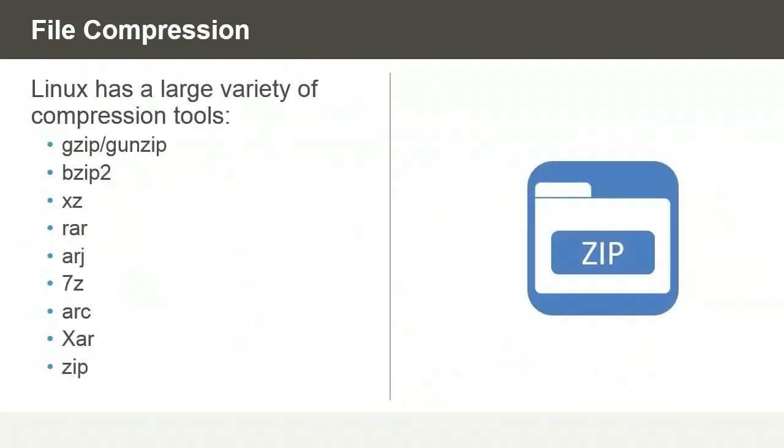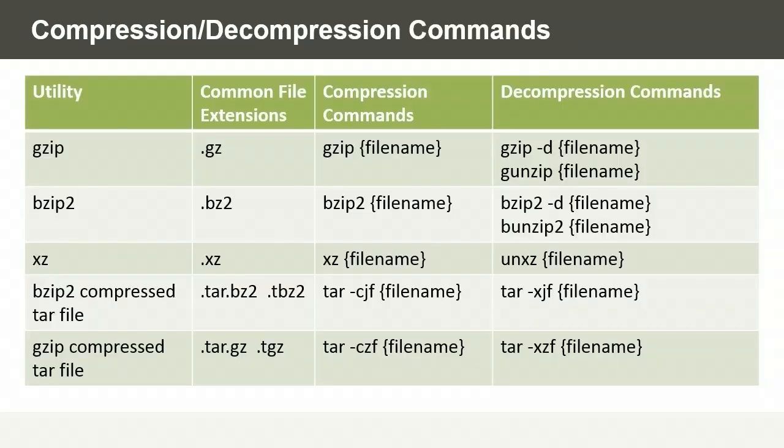File compression comes in many forms in Linux. We can use gzip along with the gunzip tools, bzip, xz, rar, arj, 7zip, and so on. We don't have to use compression and decompression when we archive files. They can be used unto themselves to save disk space.